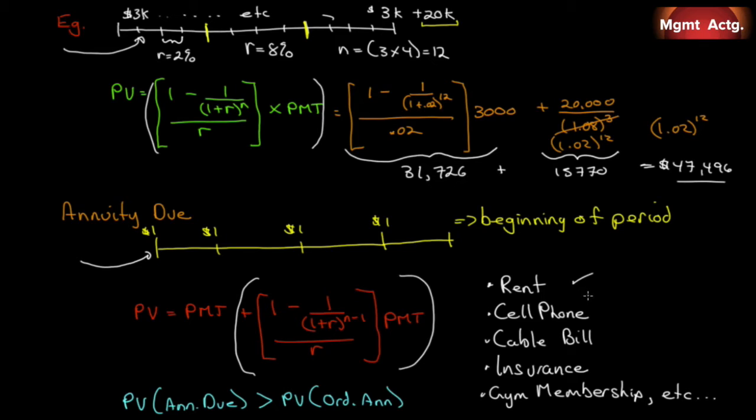Now, here's what's really interesting. When is his mortgage due? At the end of the period, not at the beginning of the period. So he collects his money at the beginning of the period and makes his payment at the end of the period. Clever, huh?